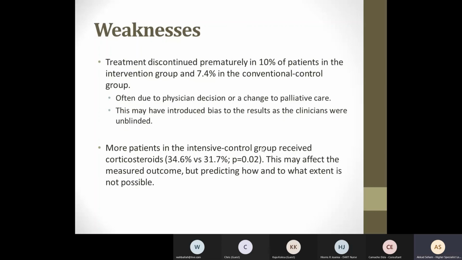Some of the weakness of this is that some of the patients did prematurely discontinue the treatment, and that was normally due to the physician decision or change to the palliative care, and this may have introduced bias because the clinicians were unblinded. Okay. Other things that might have affected is that in the intensive control group, they did receive steroids as well. And this may affect the measured outcome because that can affect the glucose level, but it's not very easy to prize apart how this would have affected the results.